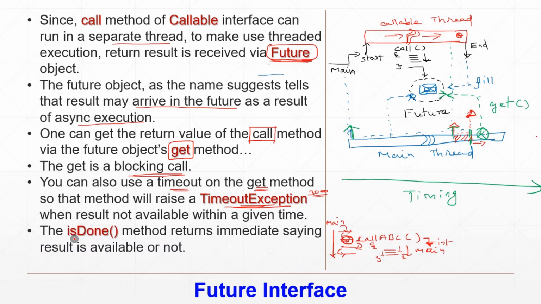So you can also use the isDone method. The isDone method will tell that the callable thread finished its duty, and if isDone returns true, that means the future object is available. The isDone method returns immediately, it's not a blocking call, saying whether the result is available or not.